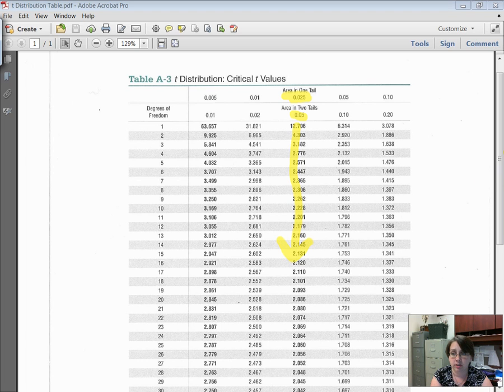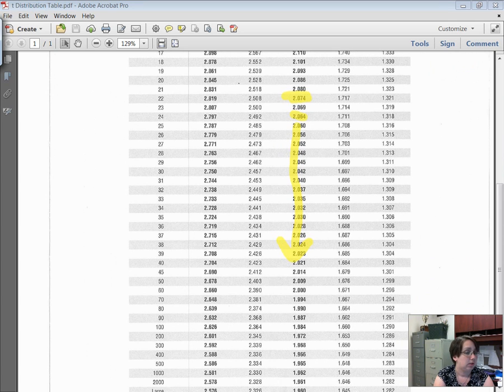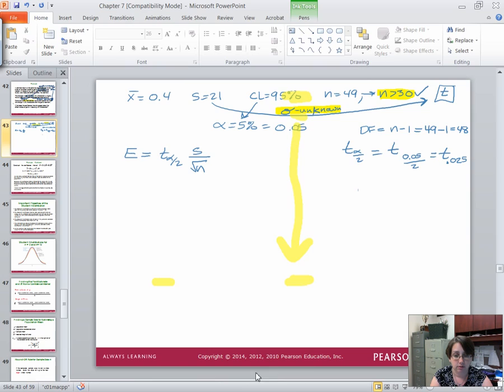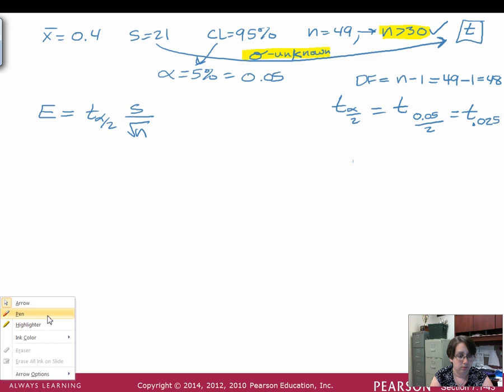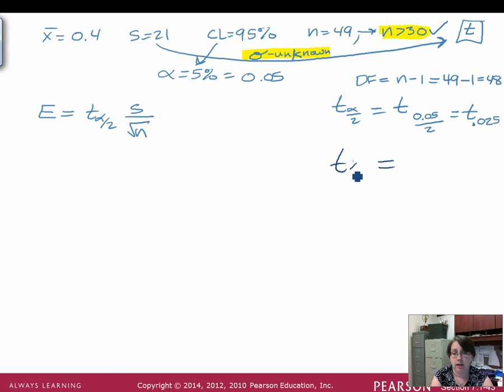Alright, so in this middle column, we're going to go down until we get to our degree of freedom. It should be right there. I'm going with the degree of freedom 50. That's closest to 48. And there is my t value, 2.009. So t alpha divided by 2 is 2.009.